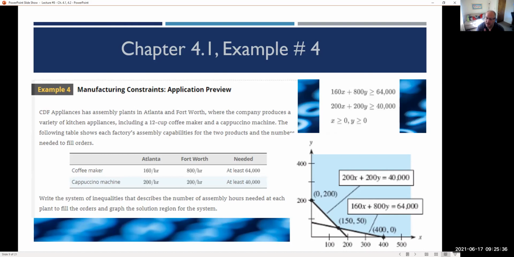All right, so I'm going to pause here. I'm going to ask you to give this a shot, okay? Right now it's 9:25. We'll break until 9:35. See if you can solve the system that's given right there. It's an application of the ideas associated with the CDF appliances. We'll be back at 9:35 with the solution.